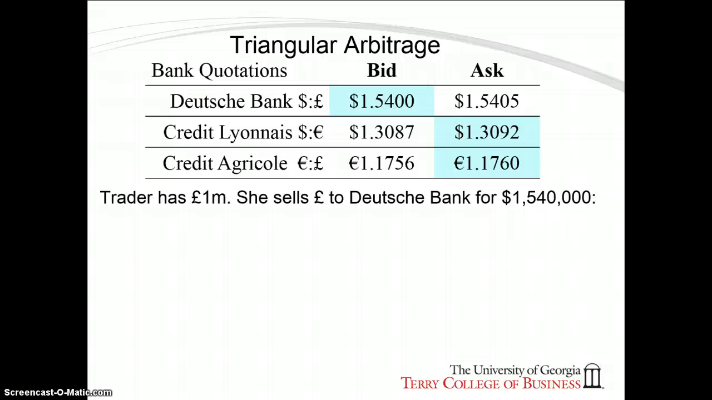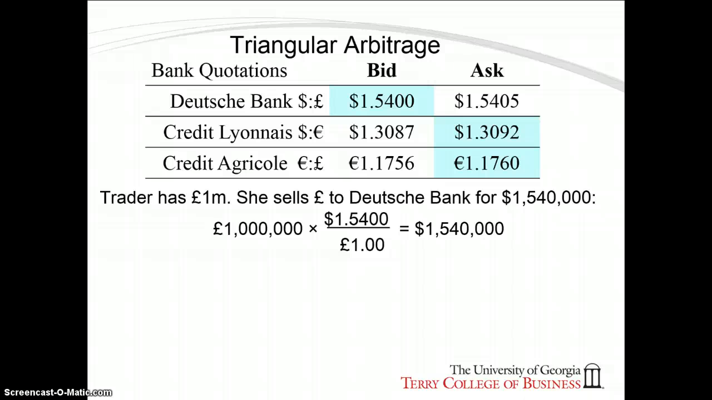Here are the steps a trader with 1 million pounds at her disposal could take to conduct a triangular arbitrage. So let's just take this as a sort of hypothetical. First, sell the pounds to Deutsche Bank for $1.54 million. And there's the calculations. Note that Deutsche Bank is buying pounds, so we'll use the bid rate there. Note that this is based on the Deutsche Bank bid rate.